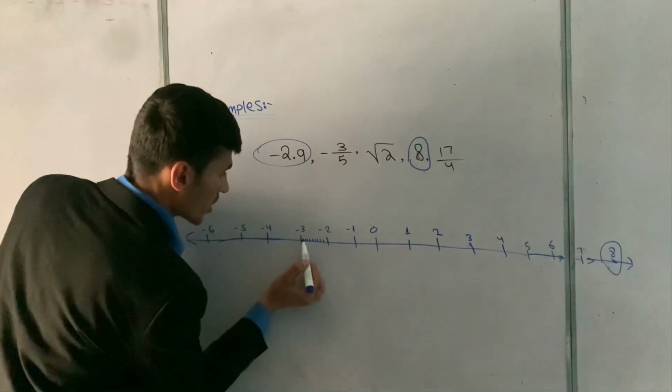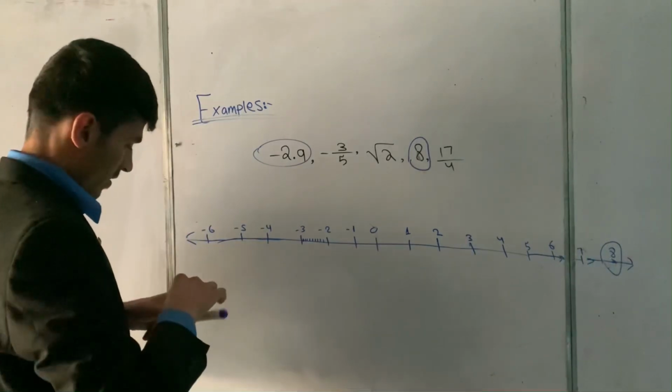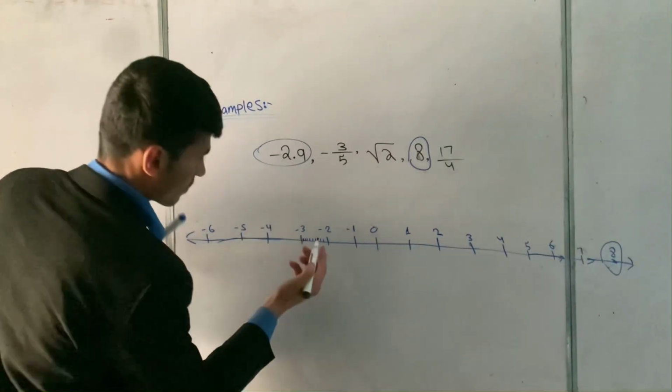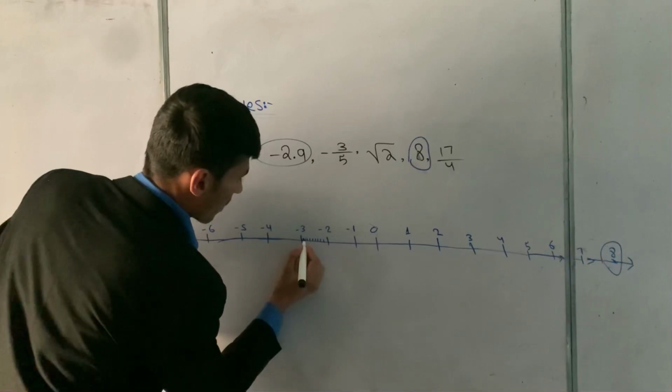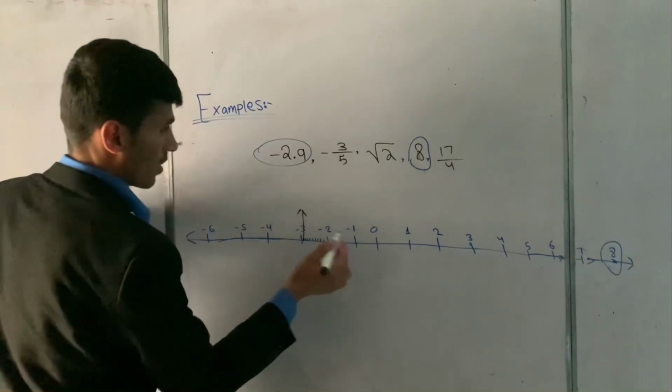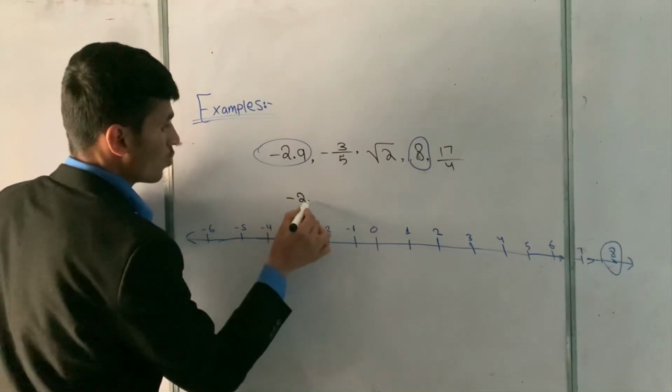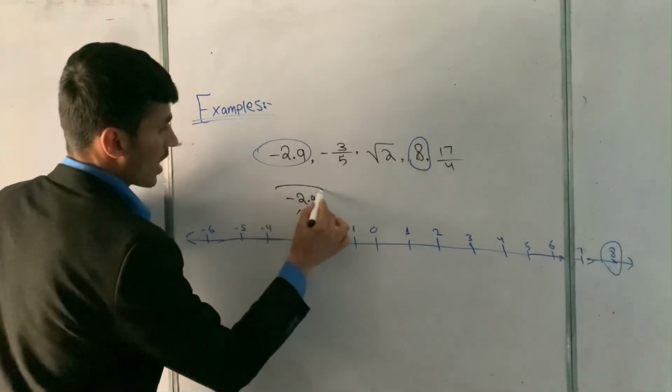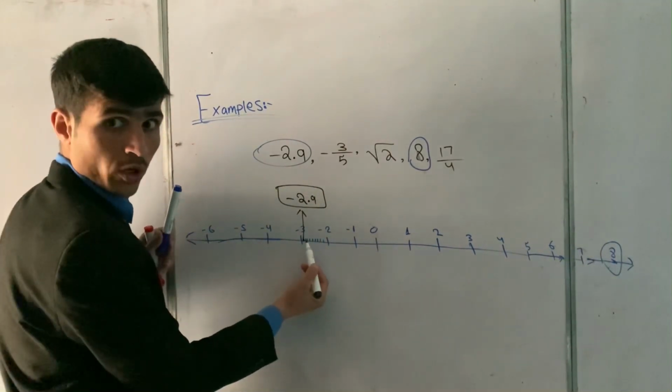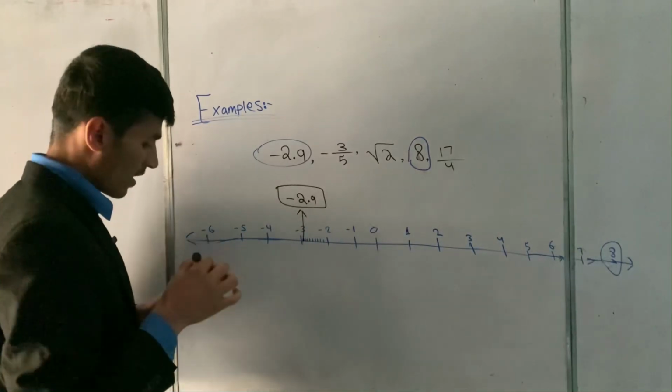So this portion here, there lies -2.9. This point is also called the coordinate of the number -2.9.